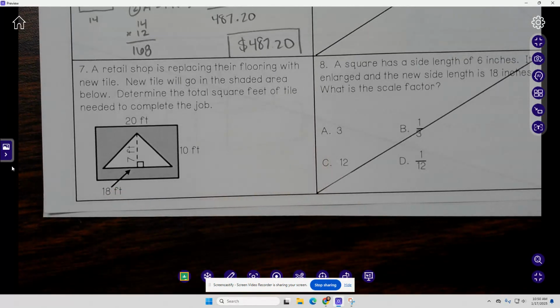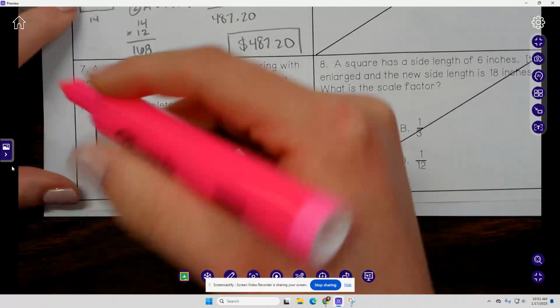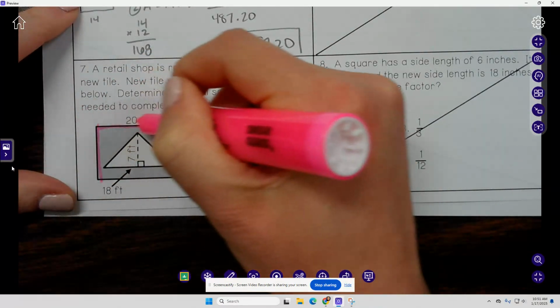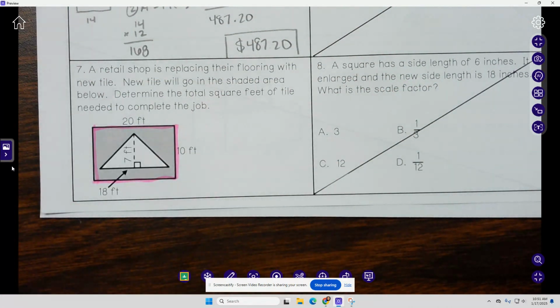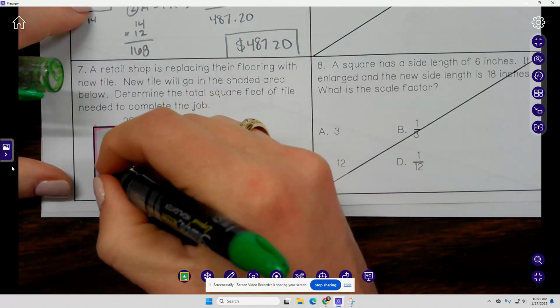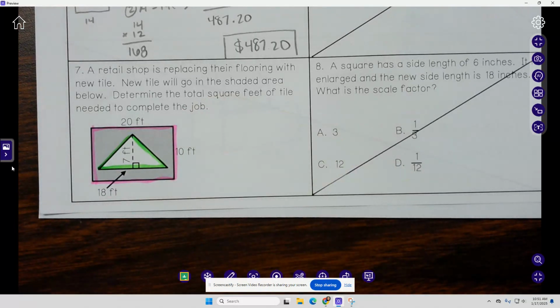A retail shop is replacing their flooring with new tile. New tile will go in the shaded area below. Determine the total square feet of tile needed to complete the job. All right, so it looks like I have 2 shapes here. One shape is going to be this rectangle. The second shape is going to be the triangle. So I need to find 2 different areas here.